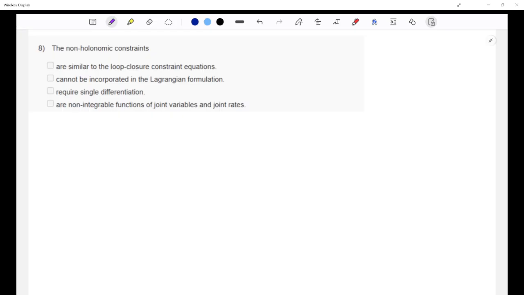So the non-holonomic constraints are similar to the loop closure constraint equations, cannot be incorporated in the Lagrange's formulation, require single differentiation, and are not integrable functions of joint variables and joint rates. Okay, so the concept here is that a holonomic constraint only depends on the configuration variables and not on q dot.